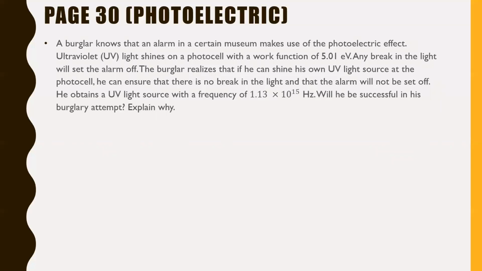So in other words, if you don't have an electric current flowing through the photoelectric cell, the alarm is going to go off, right? So the burglar realizes that if he can shine his own UV light source at the photocell, he can ensure that there is no break in the light and the alarm will not be set off. He obtains a UV light source with a frequency of this. Will he be successful in his burglary attempt? Explain why. I'll let you pause right here, give this one a shot.